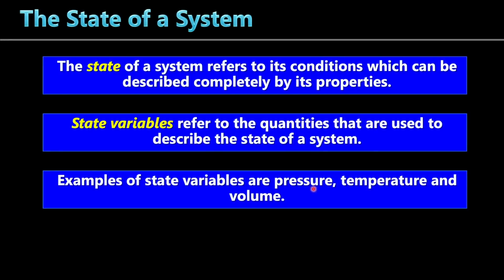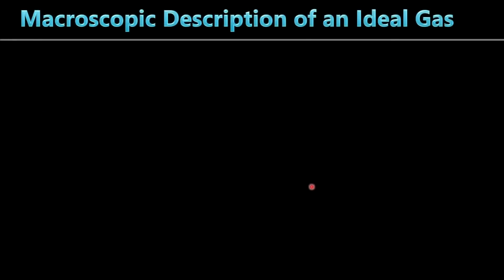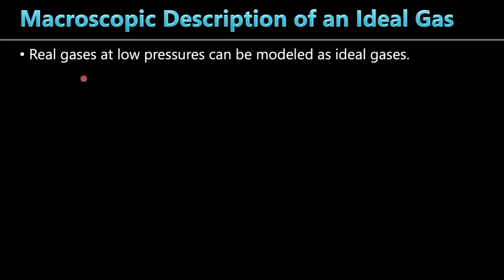Now, moving on, let's discuss the macroscopic description of an ideal gas. How do we say that a gas is ideal? Of course, in real life, we only have real gases. However, under certain conditions, real gases may be modeled as ideal gases. So what is this condition that is necessary so that we can say that a real gas behaves like an ideal gas? We have to consider the pressure of the gas. Why? Because real gases at low pressures can be modeled as ideal gases.